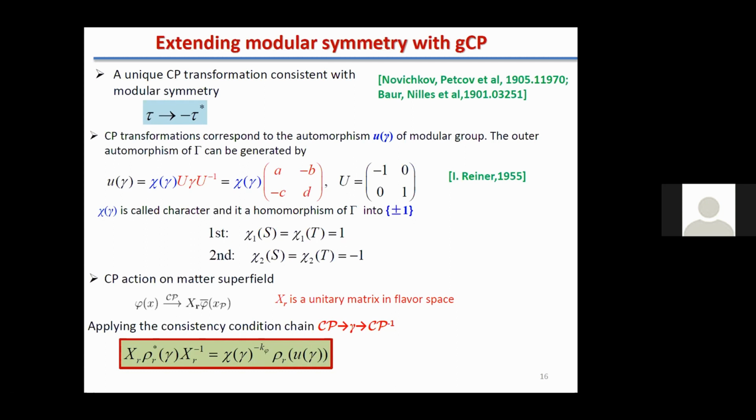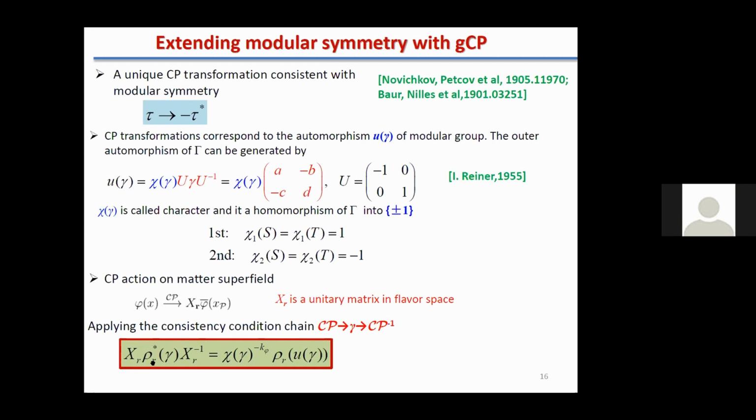And we can apply the consistency chain. That means we perform CP, then the modular symmetry, and then the inverse CP. So totally the effect should be a flavor modular symmetry because of CP inverse. The space-time coordinate is not changed, and for consistency it should be a flavor symmetry. It should be a modular symmetry. It should be a U gamma modular symmetry. So when we apply this consistency chain on matter fields, we get the consistency conditions.